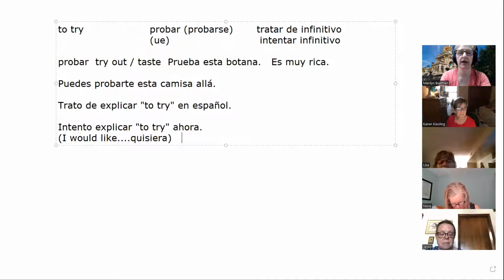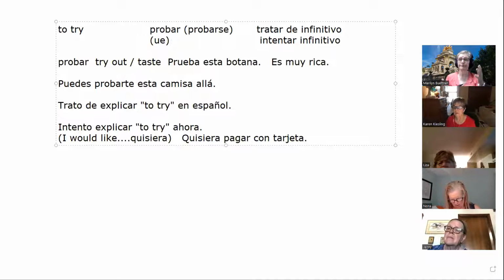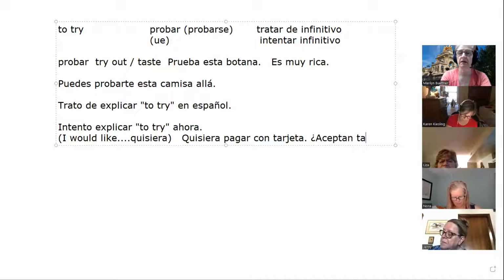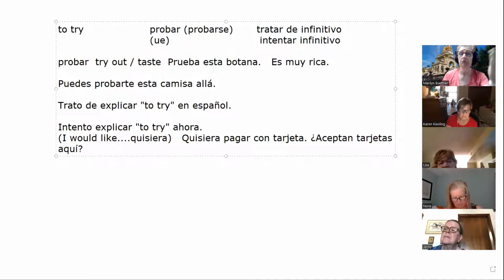Entonces, por ejemplo, quisiera pagar con tarjeta. I would like to pay with a card, meaning I don't have cash, right? See? Sí. Quisiera pagar con tarjeta. And you ask the sales clerk here, ¿aceptan tarjetas aquí? Okay. Quisiera pagar con tarjeta.